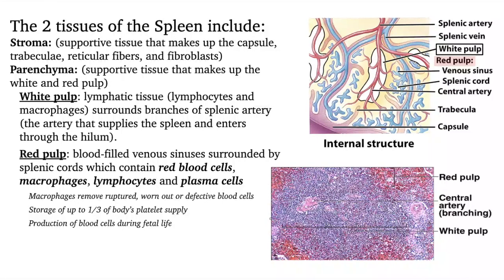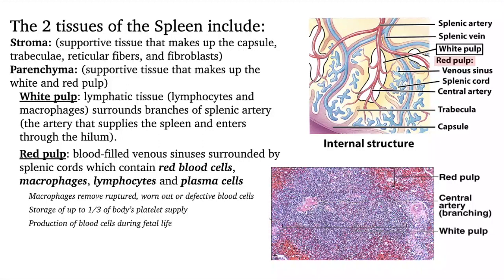And the white pulp is going to be more of a lymphatic tissue consisting of lymphocytes or lymph cells and macrophages, the larger cell that breaks down antigens or foreign bodies. And basically the white pulp is going to surround branches of the artery in the spleen. Now this artery is going to supply the spleen with blood, as it enters the hilum of the spleen. Again, we're using the word hilum, that little indentation where the blood vessels enter the organ.